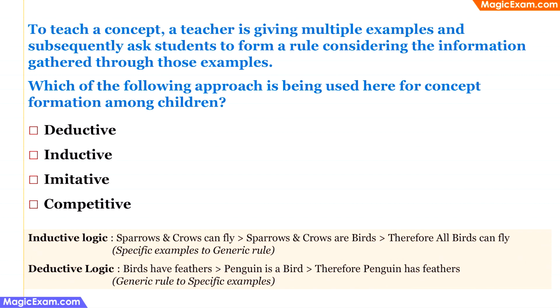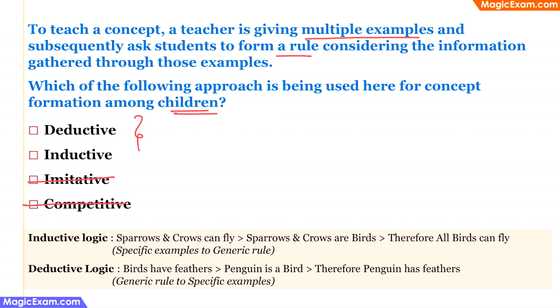To teach a concept, a teacher is giving multiple examples and subsequently asking students to form a rule considering the information gathered through these examples. Which of the following approaches is being used here for concept formation among children? Now, imitative is an incorrect answer and competitive is an incorrect answer. So, let's eliminate that. Now, there are two possible correct options here.